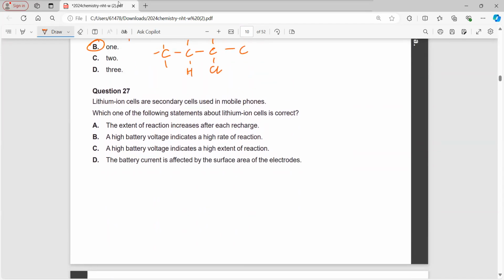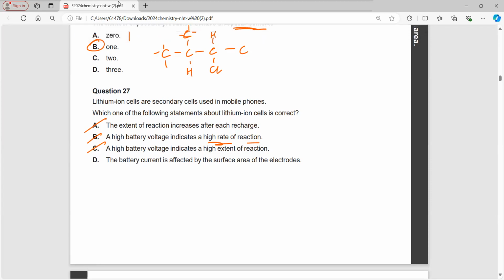Lithium ion cells are used in mobile phones. Which one of the following statements about lithium ion cells is correct? The extent of the reaction increases after each recharge. It actually decreases. That's why our computer batteries over time sort of die off. The quality of the recharges decreases. A high battery voltage indicates a high rate of reaction. Not really. And a high battery voltage indicates a high extent of reaction. Not really, as well. So what we need to remember is that even if they give us two options that are describing the same thing, it's not necessary that one of the two is correct. They could both be wrong.